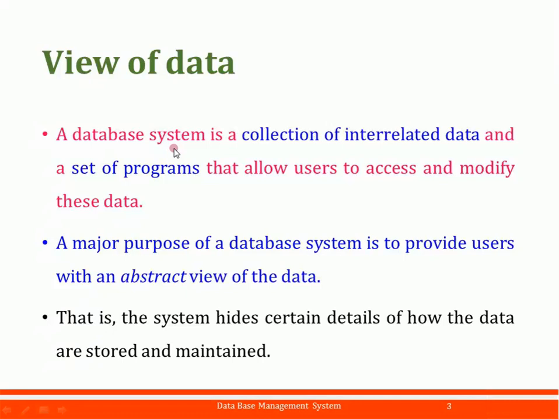You have a collection of interrelated data and programs which we use to modify these data. And the major purpose of a database system is to provide users with an abstract view of data. This is more important for a database system. It provides an abstract view of data. That is, the system hides certain details of how the data is stored and maintained. It will show you what data is stored in the database, but it will not show you the details of how this data is actually stored in the database. That is what you call the abstract view of data.